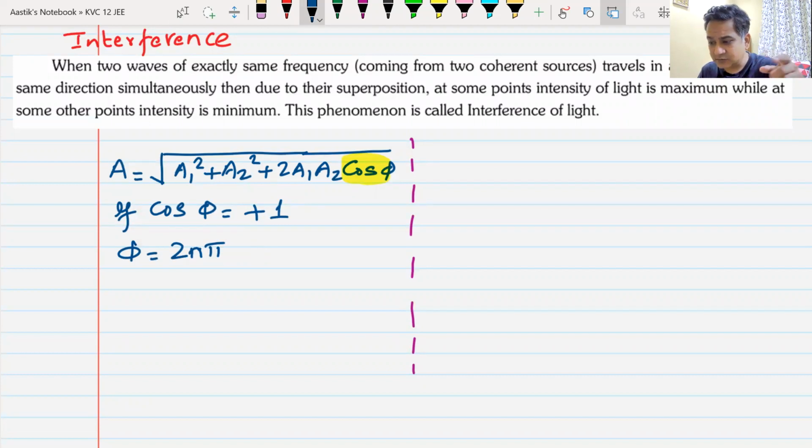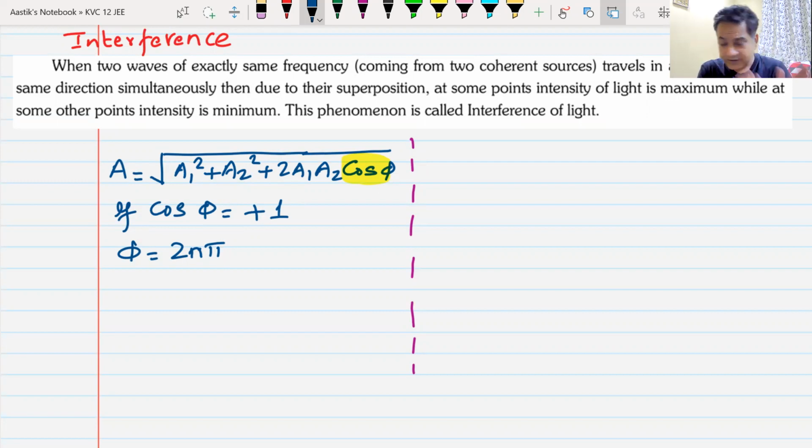Put n as 0, angle is 0. Put n as 1, 2 pi, then 4 pi, 6 pi, 8 pi, 10 pi. We understand this? Yes, sir. n is 1, 2 pi; n is 2, 4 pi; n is 3, 6 pi. We call it even multiples of pi. Everyone understands this?